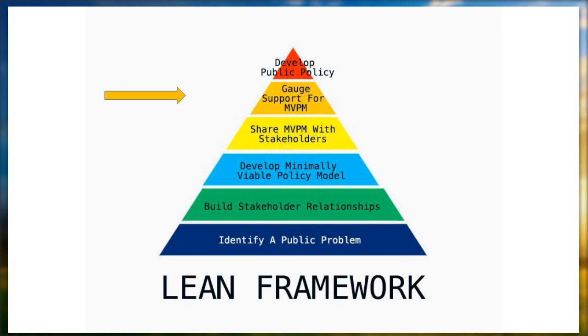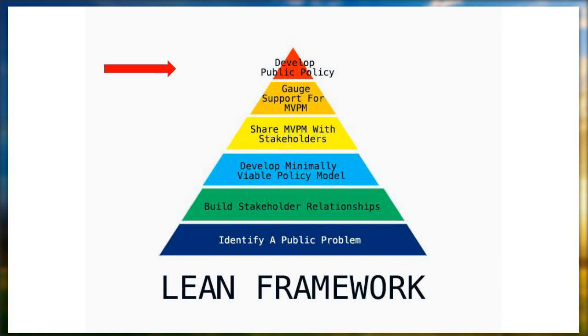The fifth step is to gauge support for your model. It's important to recognize the importance of stakeholder support as a key determinant of policy feasibility. Even the best policy or best evidence will have difficulty overcoming strong opposition or a lack of necessary political or public support. The essence of this stage is engaging in quality conversations or dialogue with stakeholders to get their reaction to your minimally viable policy model.